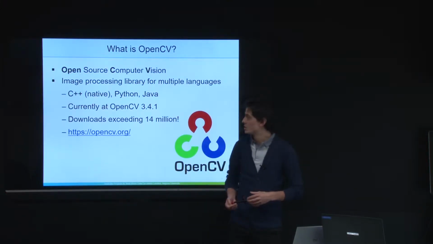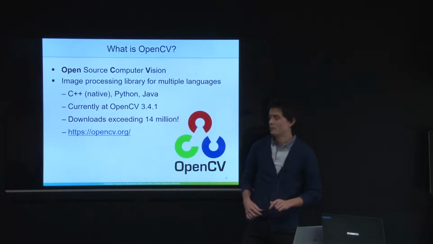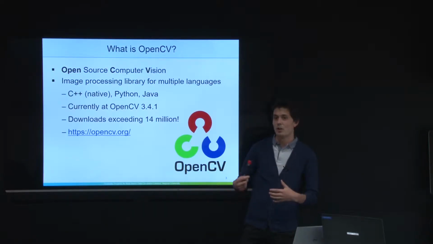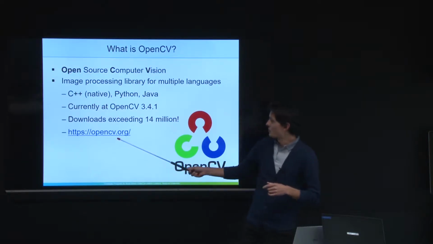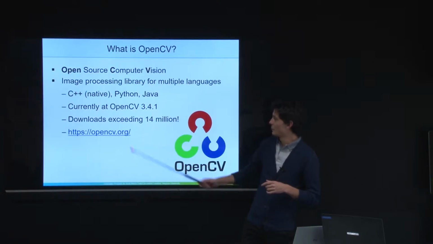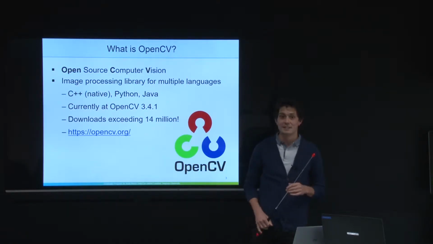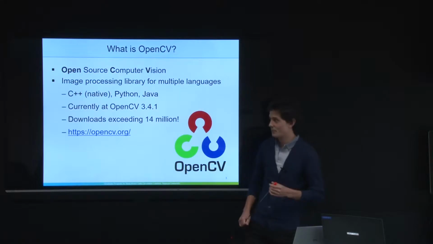So the current version is 3.4.1. I'm mostly familiar with 2.4, but the interface changes quite a lot between major revisions, so you kind of have to keep up to date. The website for OpenCV is here. They claim they've already exceeded 14 million downloads, so it's a very widely used library.